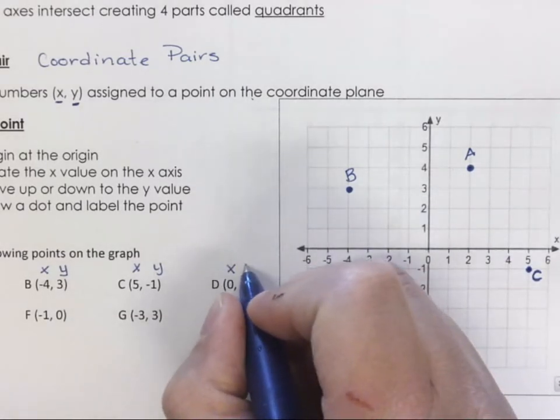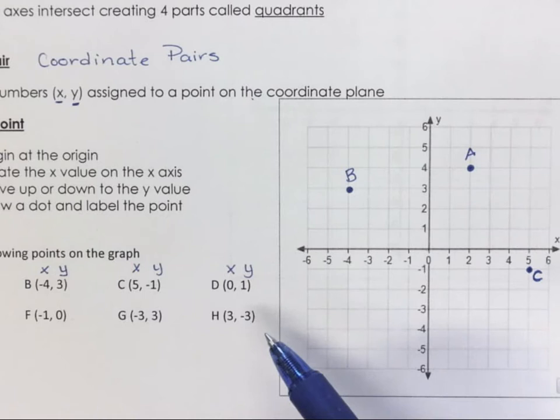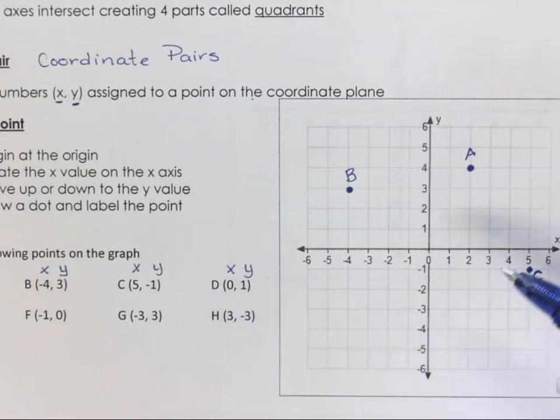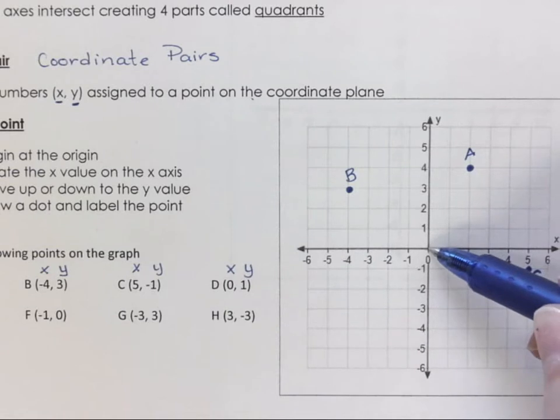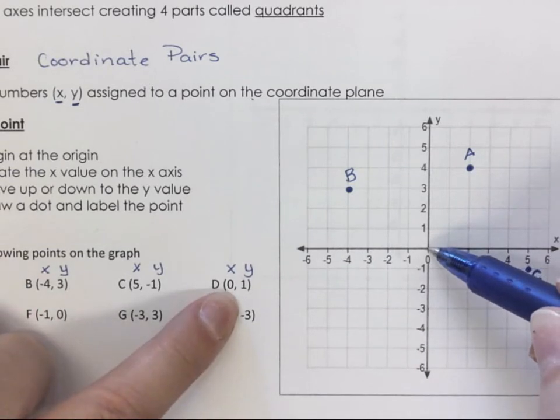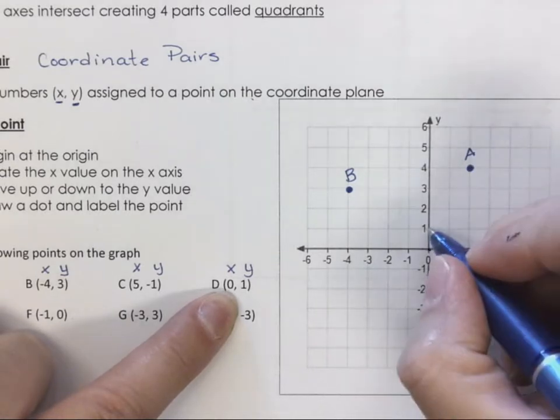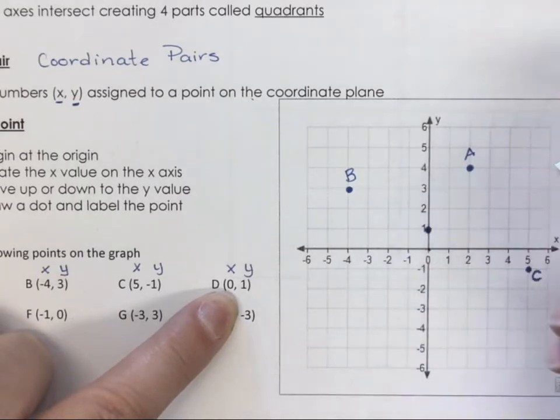Okay, so this one's a little bit different. This one is 0 and 1. Okay, so I start at 0. Now this is telling me, because this is 0, it's telling me I don't go left or right. I stay at 0 and I go up 1. So this point is point D.